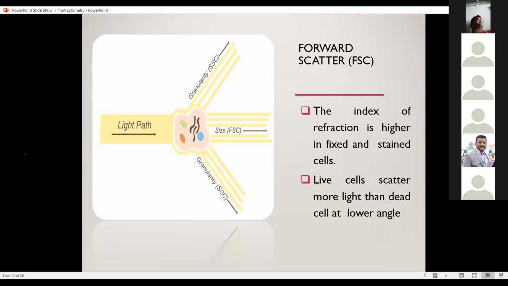Similarly, on the basis of refractive index, different cells might have a different refractive index. So we can also differentiate on the basis of the refractive index of the cytoplasm or granularity. If the cells have higher granularity, they have a higher refractive index. So if the index of refraction is higher in fixed and stained cells, they will scatter more. So we need to study side scattering.